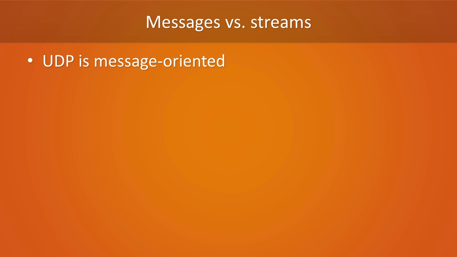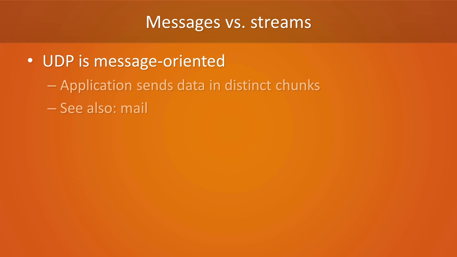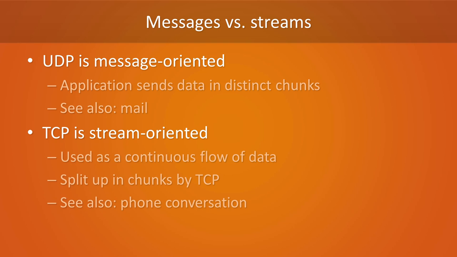Both protocols are also different on a conceptual level. We call UDP message-oriented, which means that applications send their data in distinct chunks. Think of it as snail mail, email, or text messaging. Now TCP, on the other hand, is stream-oriented. It is used as a continuous flow of data.